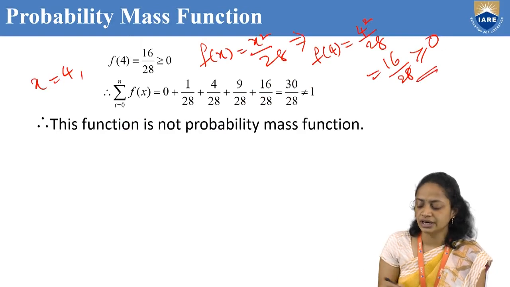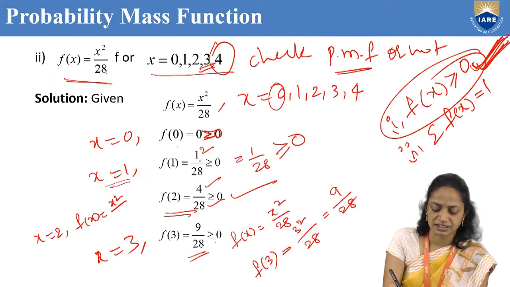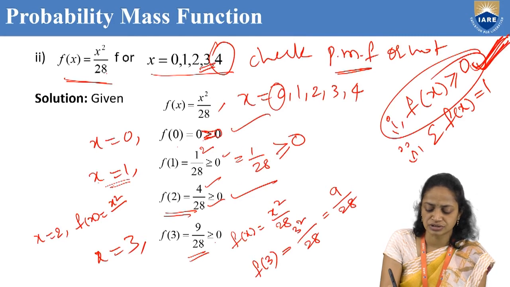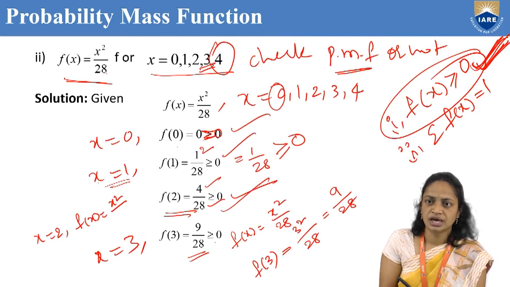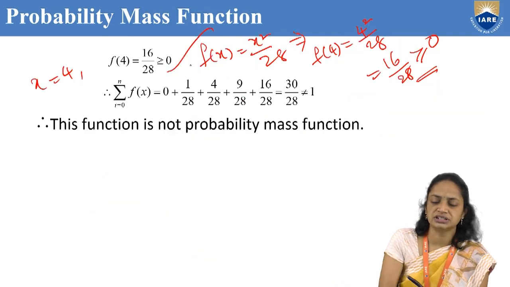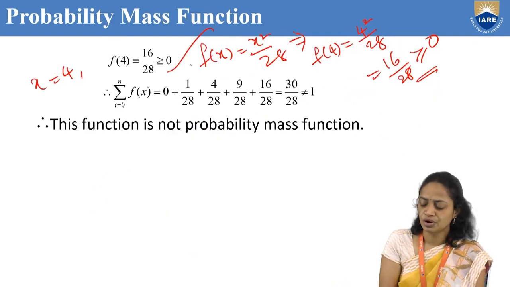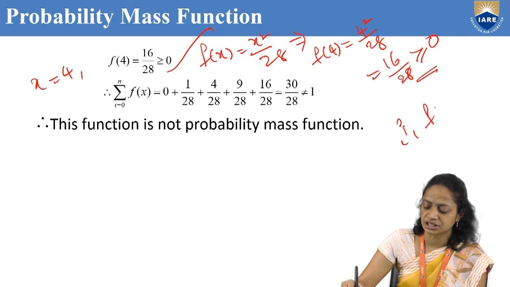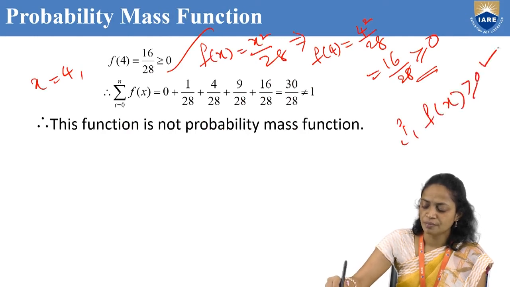Okay. So here all the conditions are satisfied. This is also greater than or equal to 0, this is also greater than or equal to 0, this is also greater than or equal to 0, this is also greater than or equal to 0, and this one is also greater than or equal to 0. So it satisfies our first condition, f of x greater than or equal to 0.